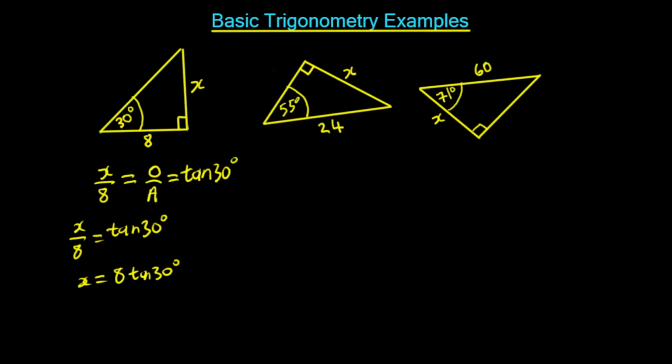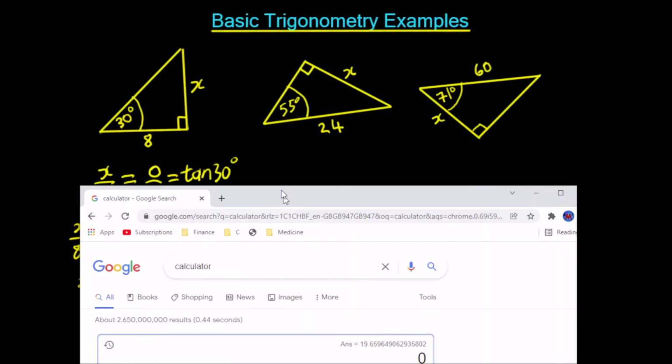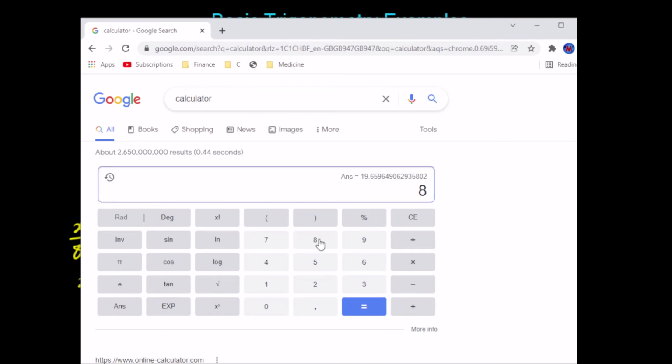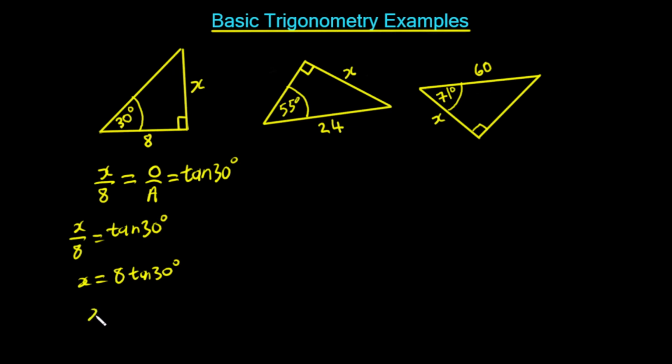Now you can go and get your calculator, or if you like you can use an online calculator. So that's the calculator. I just went into Google and typed in calculator and it gives us this calculator here. So we're looking to do 8 times tan 30. So we put in 8 times, and we have our tan, and we have 30. And you can see I've chosen degrees here, okay? So the answer to that is going to be 4.62. So x is equal to 4.62, and we can double underline it.